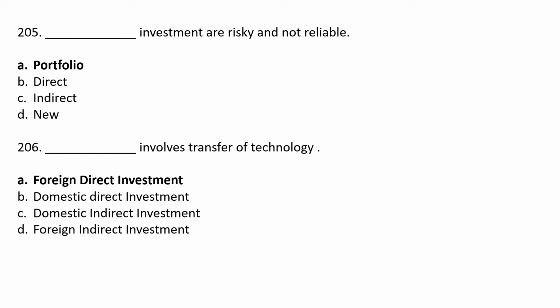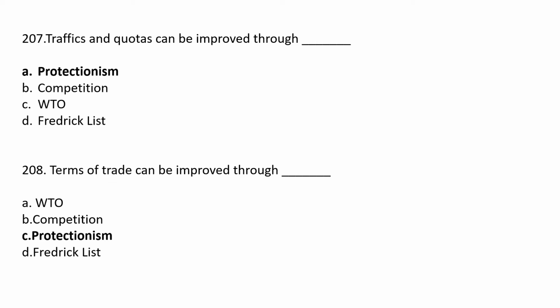Dash involves transfer of technology. Option A foreign direct investment, option B domestic direct investment, option C domestic indirect investments, option D foreign indirect investment. The correct answer is option A foreign direct investment.